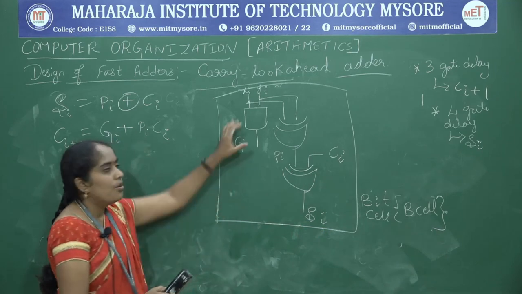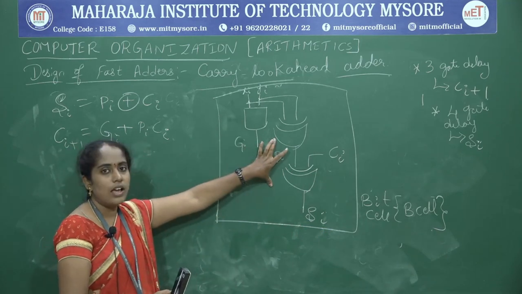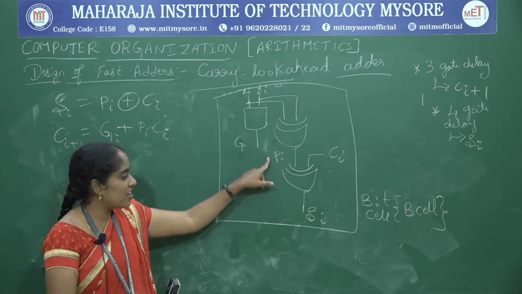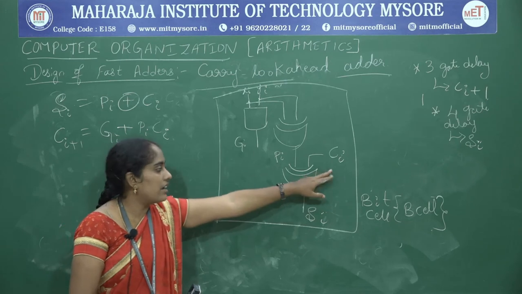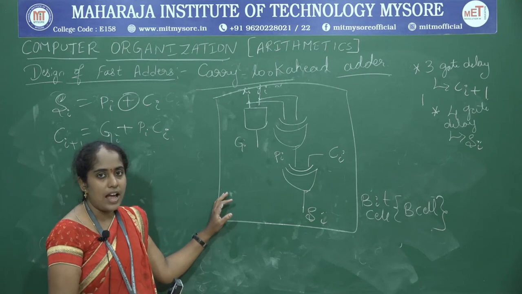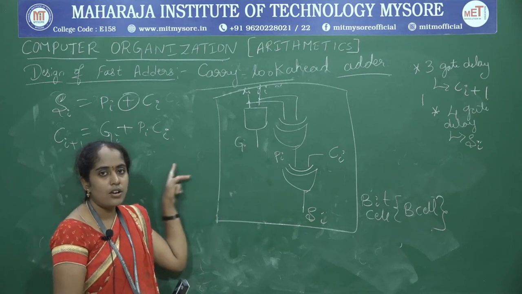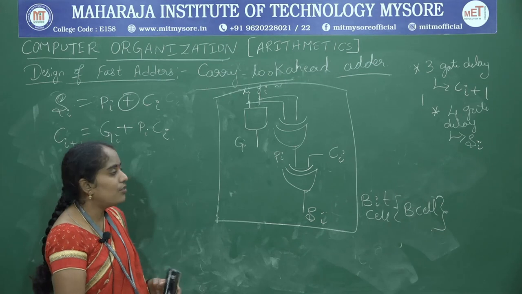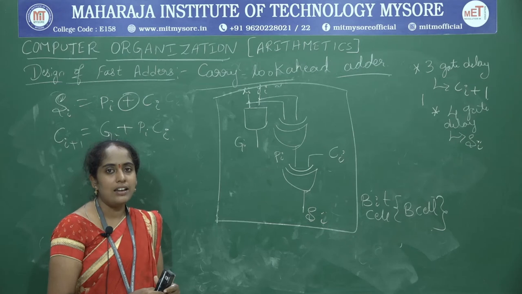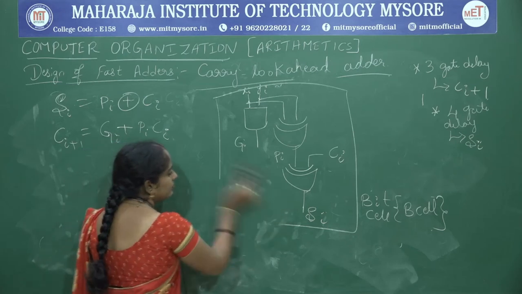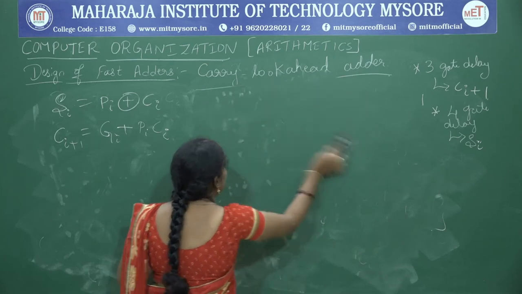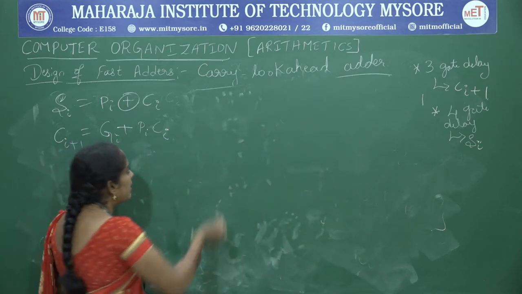Here we have 1 AND gate and 2 XOR gates. So here we have the generate function, propagate function, sum and carry. Totally we call it a bit cell. So by using this you can add the numbers. This is for 2 bits. Now write the 4-bit carry look ahead adder. Now write the diagram for the 4-bit carry look ahead adder.